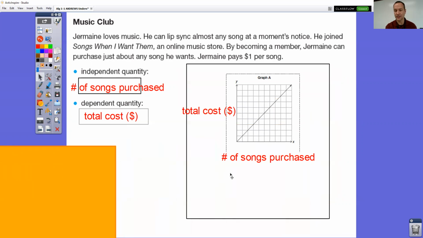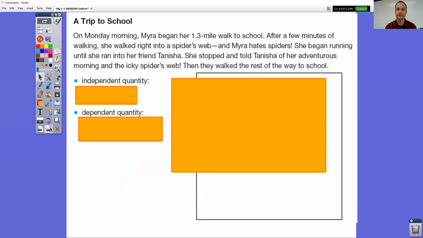So the graph that matches this one, he's paying $1 per song. So he buys one song, and it's $1. Two songs, $2. Three songs, $3. Four songs, $4. And it keeps on going up at a constant rate.